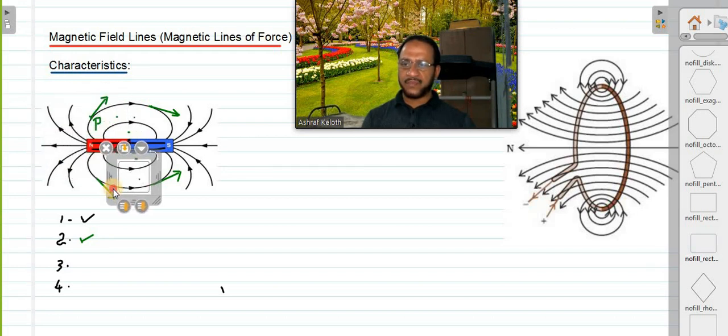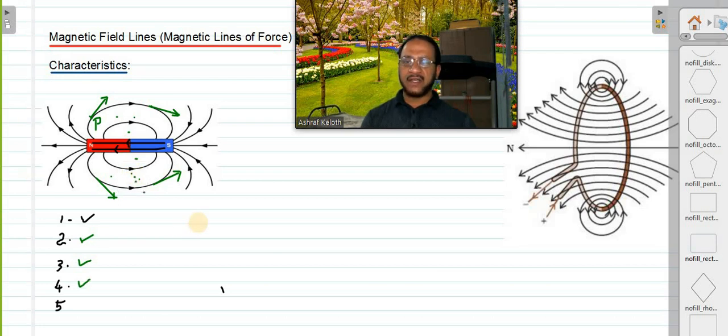Now if you take another area, suppose here, normally we can see magnet will be very weak because only 2 field lines are there. So the third characteristic is that, the third property is that if magnetic field is strong, field lines will be closely packed. If magnetic field is weak, there will be more separation between the field lines.